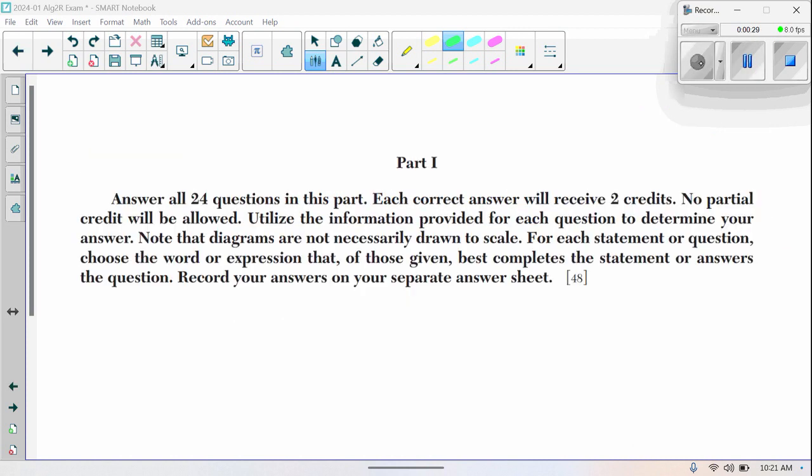Just a quick note, there are 24 multiple choice questions here, 2 credits each. We don't get any partial credit. You either get it right and you get 2 points, or you get it wrong and you get no points.